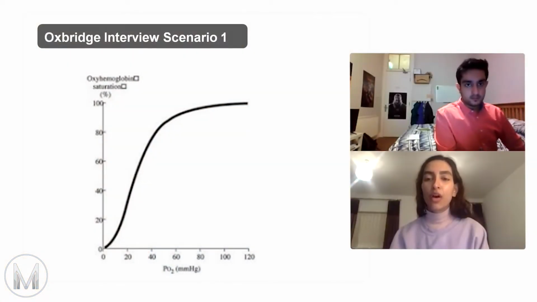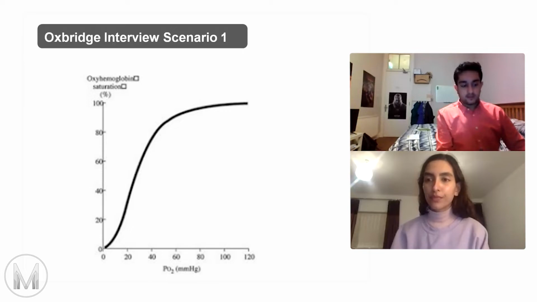How might this graph that you see be different in a fetus? Let me think. So I know that in a fetus, obviously, they take their oxygen from the maternal red blood cells because they don't have lungs to actively respire themselves or to actively inspire. So the hemoglobin is going to need to have a higher affinity for oxygen.